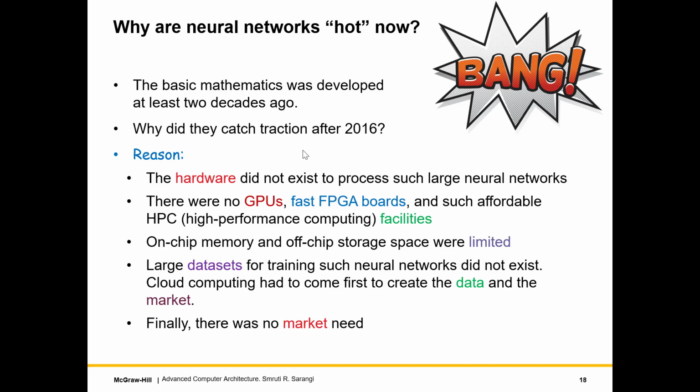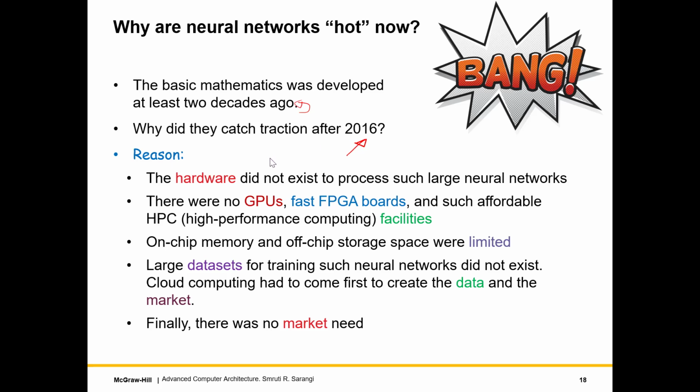So why are neural networks hot now? If you think about it, AI is a classic case where it has seen a lot of highs and lows, and there have been what are called several AI winters, which basically means when the field didn't make much progress. The basic mathematics was developed at least 2 decades ago, in the sense that even when I was doing my undergraduate studies, in the late 90s, early 2000s, the maths of neural networks was reasonably well developed. But the area caught traction after 2016.